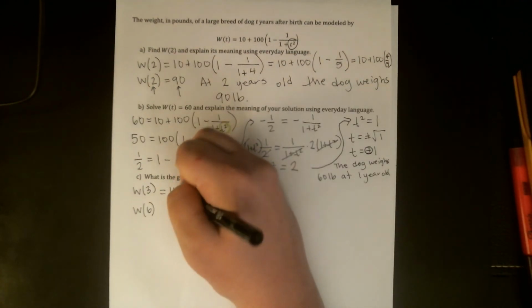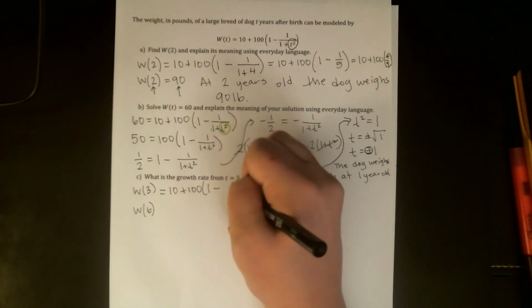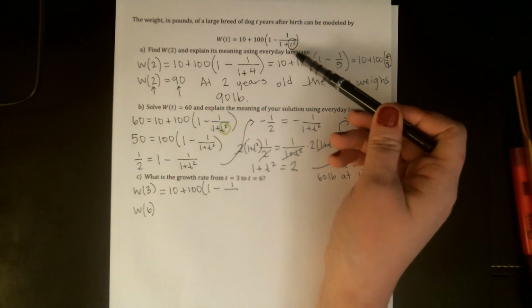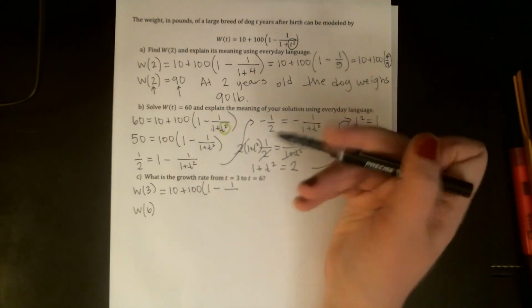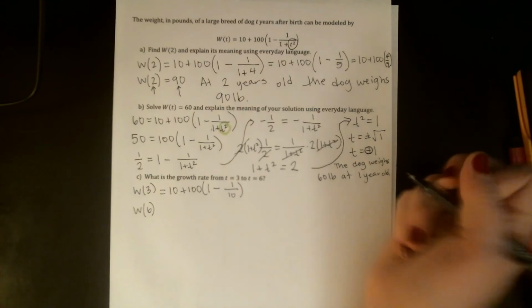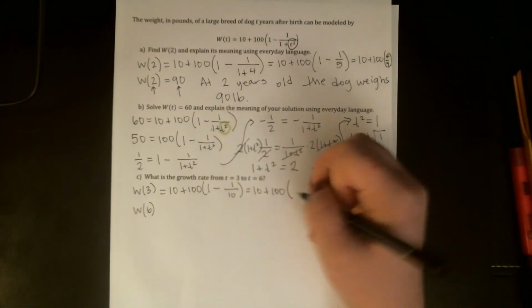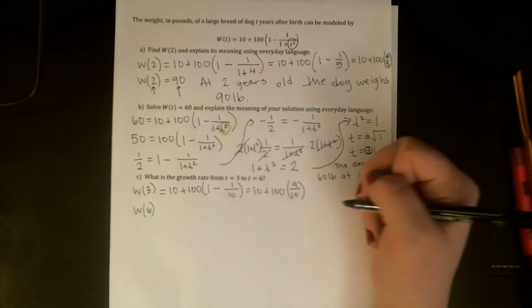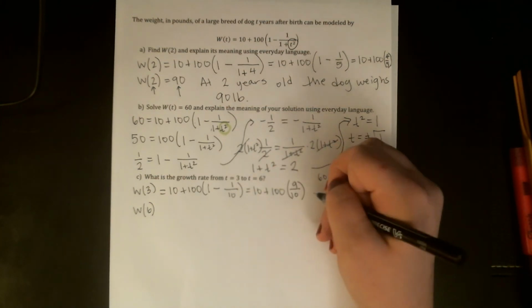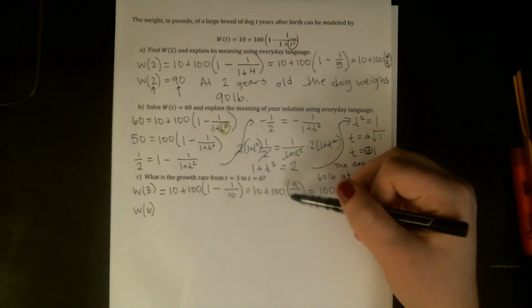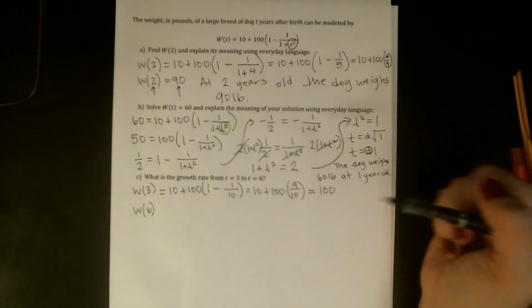Okay, so W is going to do 10 plus 100 times 1 minus 1 over, and I'm going to do a little in my head here. If our input is 3, we'll get 3 squared, which is 9, plus 1, which is 10. So I see 10 plus 100 times 9/10. Okay, so 9/10 of 100 is 90. When we add 10 on, we get 100.